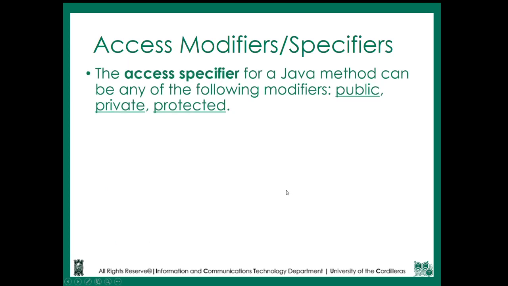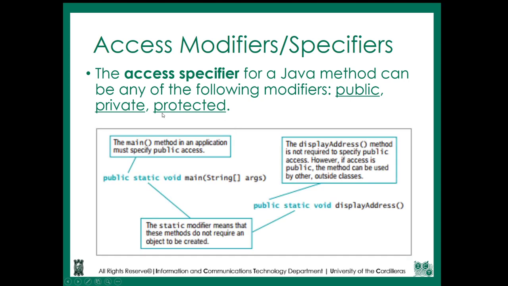Now let's take a look. When we say access modifier, it can be any of the following modifiers: public, private, and protected. So these are what we call the access modifiers and specifiers. Now we also have here the static. The static modifier means that these methods do not require an object to be created.